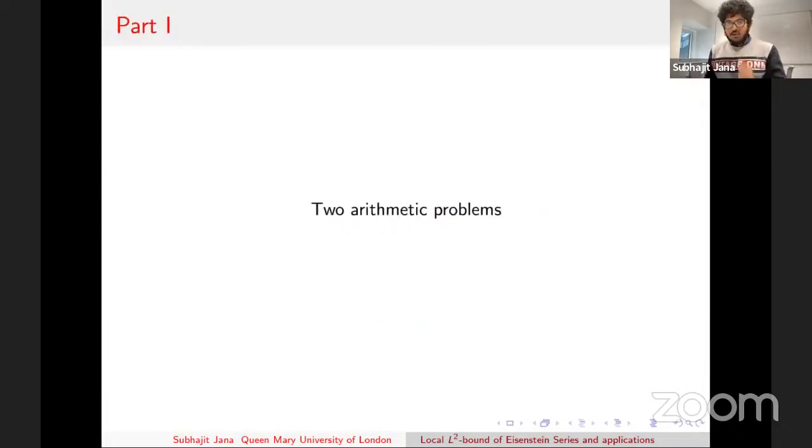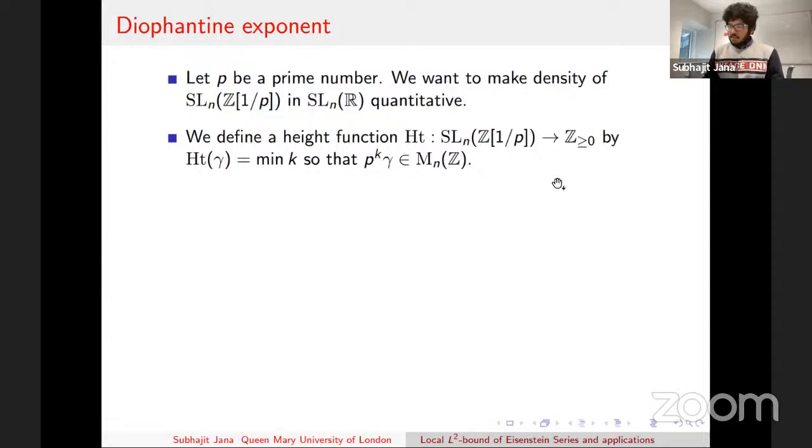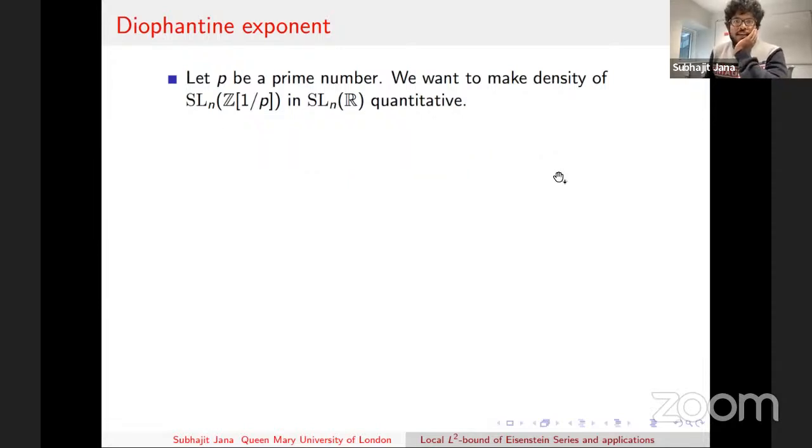So I want to talk about two arithmetic problems. The first one is about Diophantine exponent. So let's say p is a prime number. We know that Z[1/p] is dense in R. Our goal is to make this density of Z[1/p] in R quantitative in some fashion. And similarly, we can ask in a general picture that using the fact that SL_n(Z[1/p]) is dense in SL_n(R), we want to make this density quantitative.